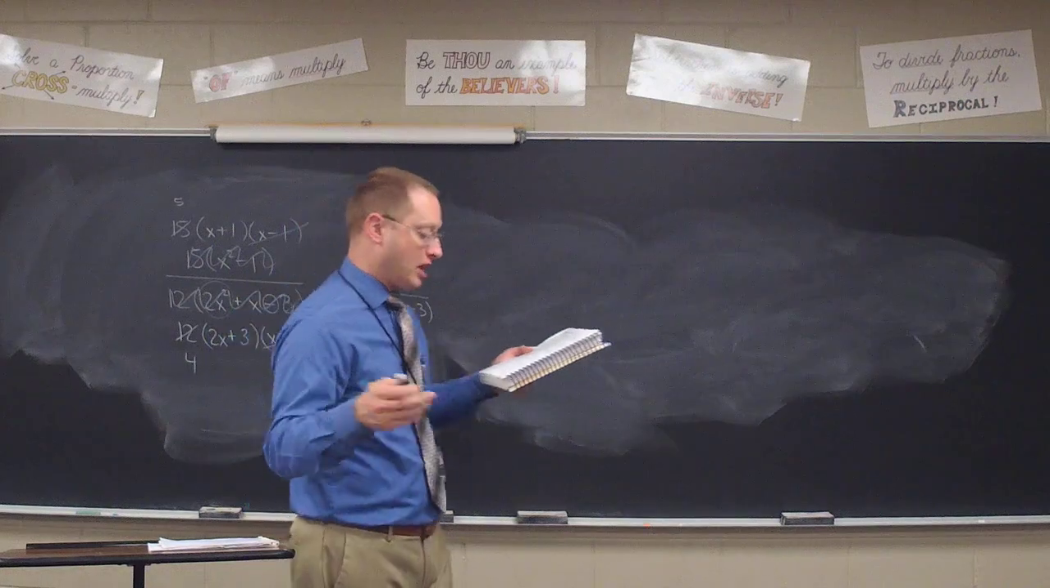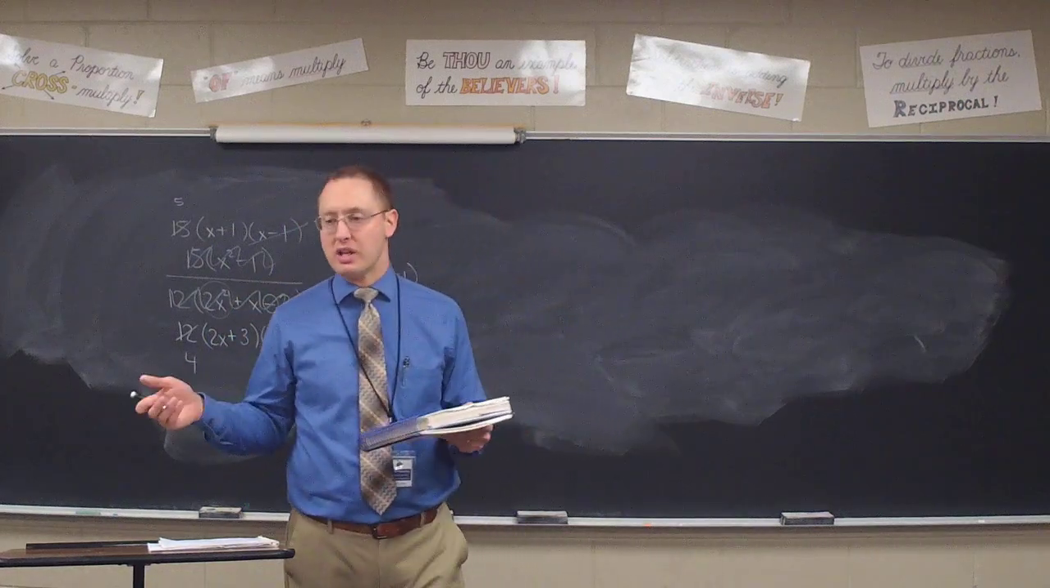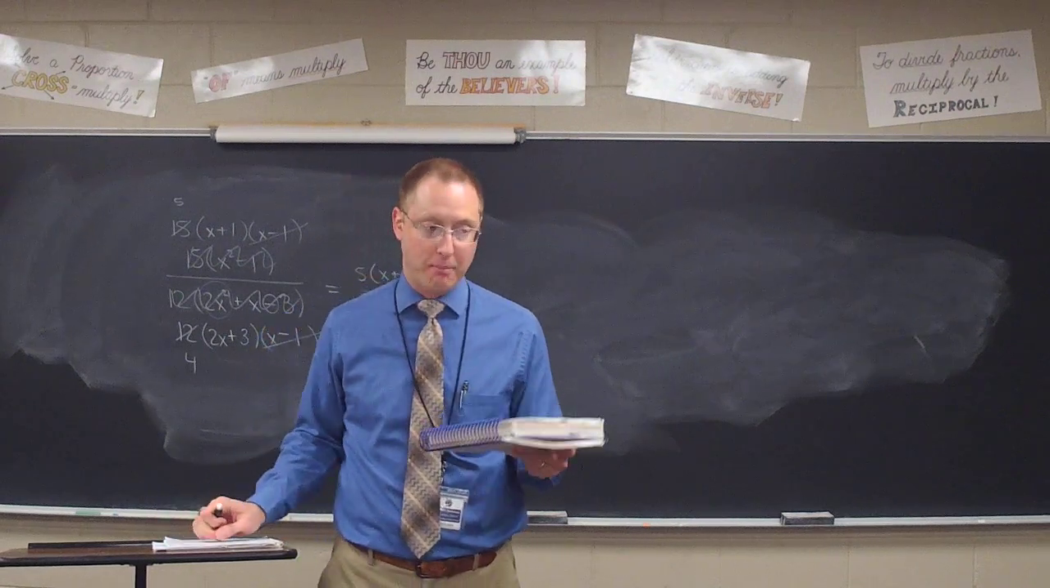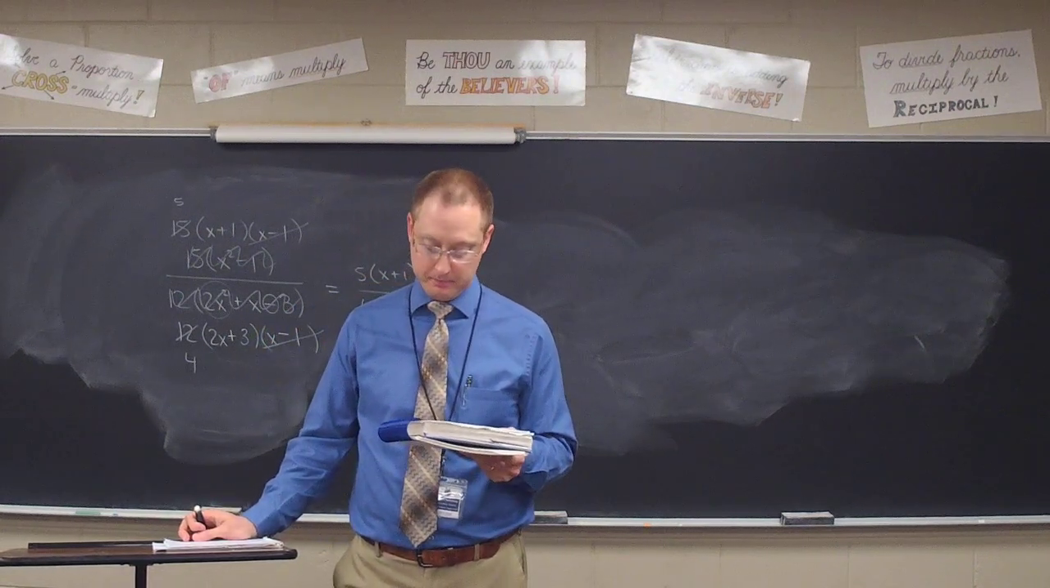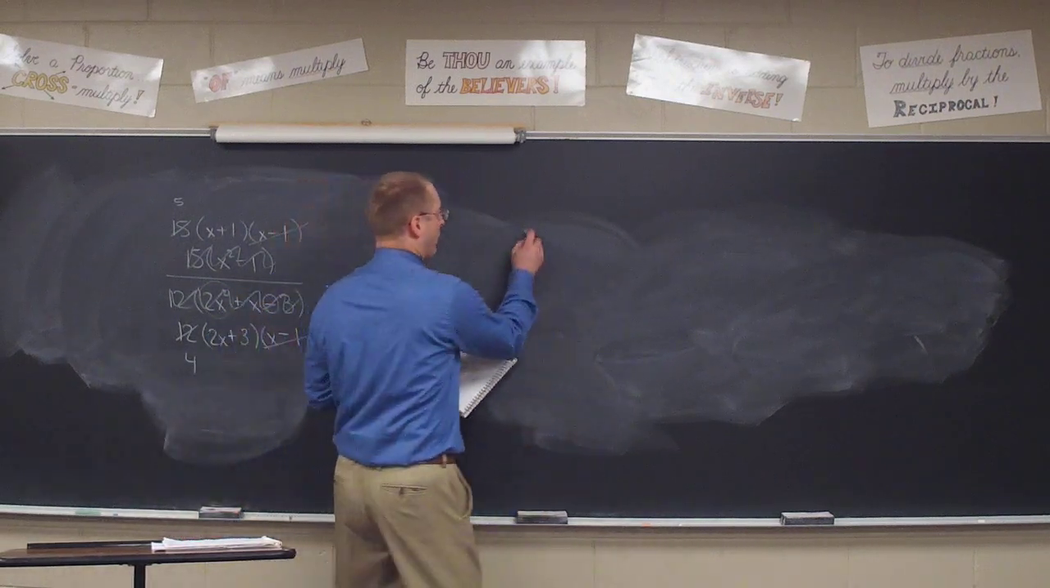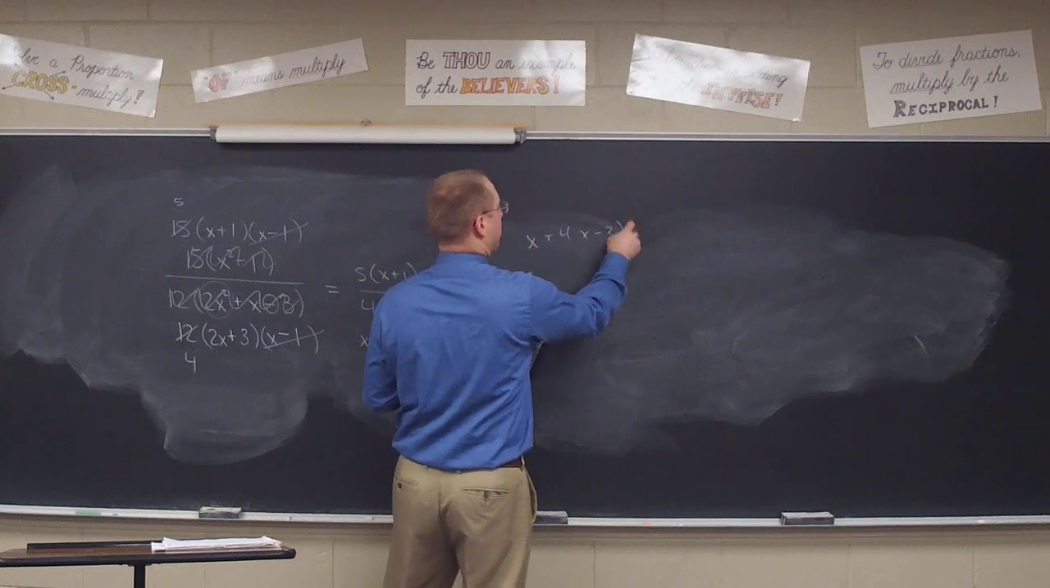Number 18 is a multiplication problem. We kind of already did one of these as we did the complex fraction. What's the key to the multiplication problem on number 18? Factoring everywhere, right? Numerator, backwards FOIL, x plus 4, x minus 3.